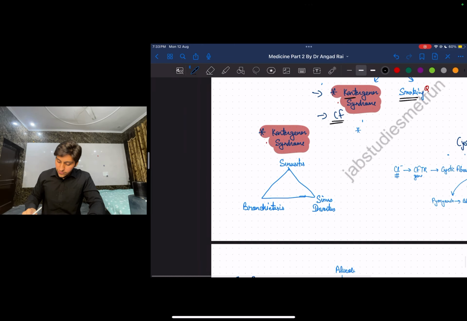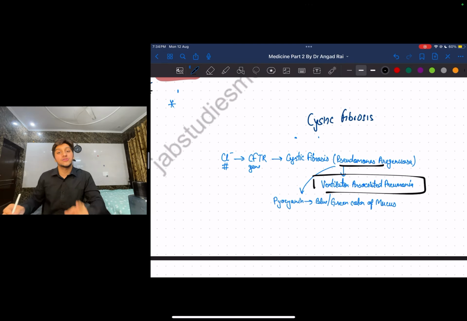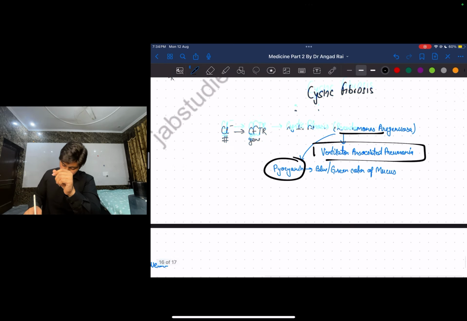Other condition which you have to remember, guys, is cystic fibrosis. In cystic fibrosis, you'll have the CFTR gene. And I told you in cystic fibrosis, what pneumonia do you see? You see it because of Pseudomonas aeruginosa. Remember, guys, Pseudomonas aeruginosa is also associated with ventilator associated pneumonia. I talked to you about this in case of typical pneumonia. And the pigment which is blue-green is because of pyoverdin. Actually, it is not pyocyanin, sorry, it is pyoverdin.